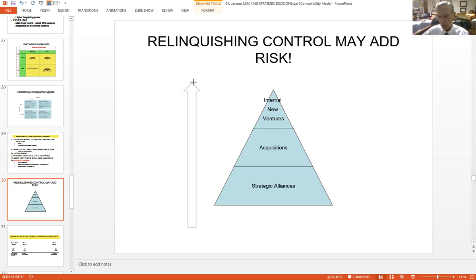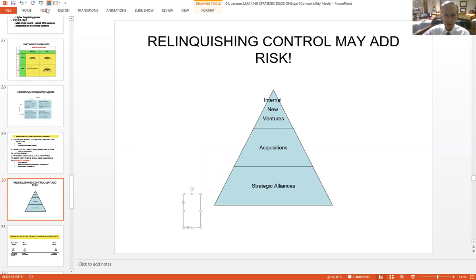So in this case, with this arrow, we're pointing out that control is highest with internal new ventures and lowest with alliances because we have partners. And we have control of acquisitions after we acquire the company, but for a while we don't have control because, again, we have culture clashes and we don't quite know what the new business is all about.